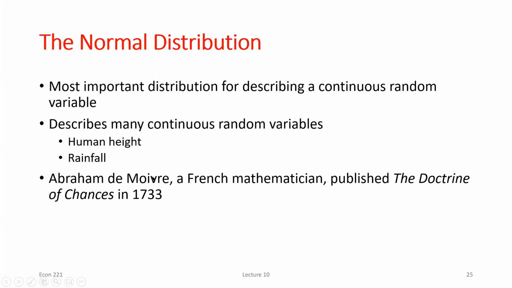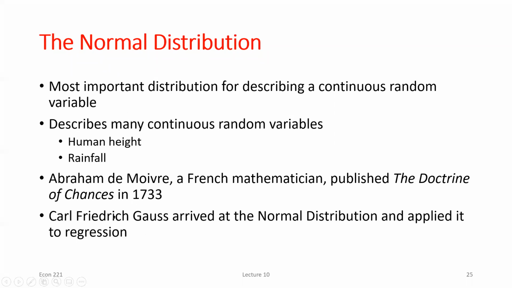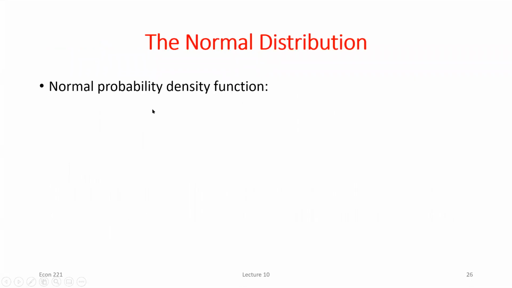This is the book they published, which recorded all these things like rainfall and human height and realized they all had the same shape distribution. The shape of this distribution could be explained by a probability density function. I already mentioned this applies to regression. So this probability density function looks real nasty.